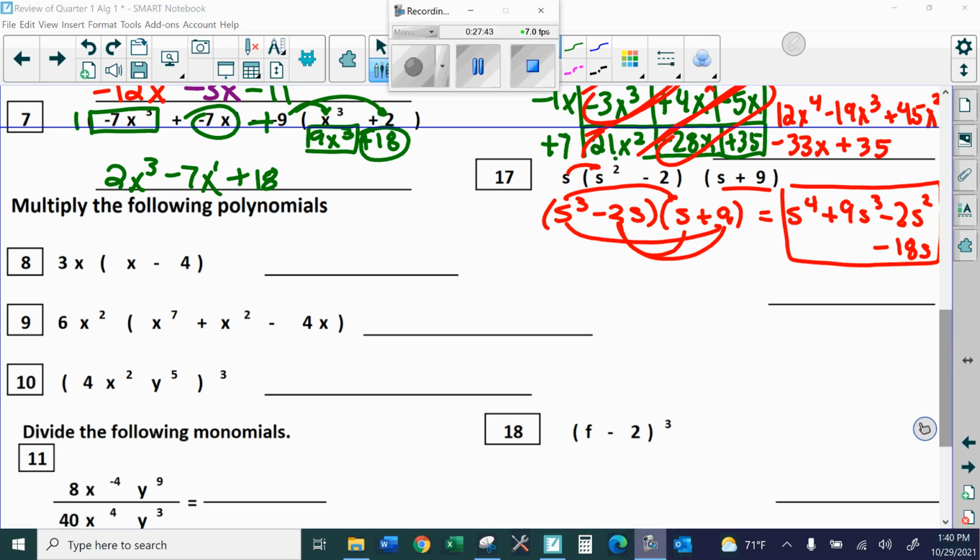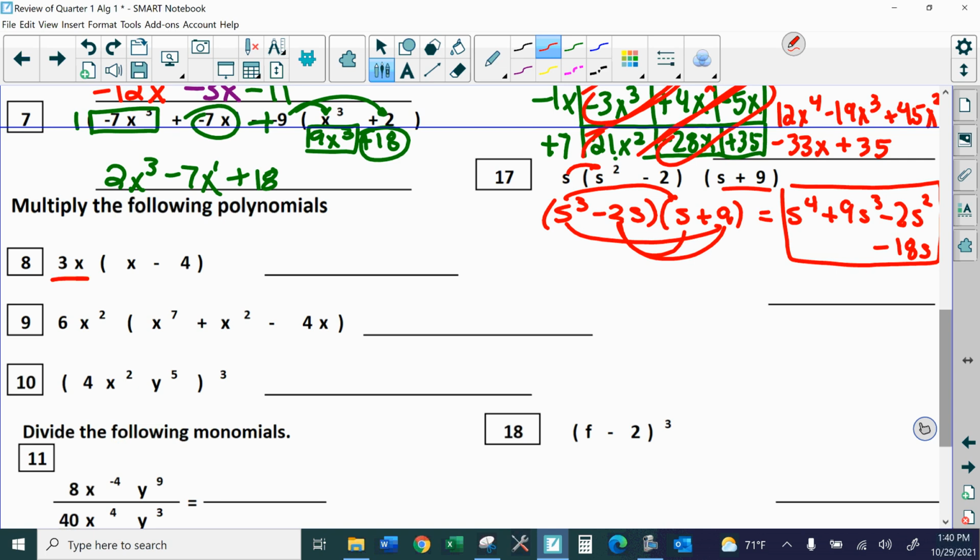Okay, there it is. All right, multiply the following. We have a monomial times a binomial, so this is just distributive property. 3x times x is 3x squared. Remember, you add the exponents when you multiply like bases. 1 plus 1 is 2. Then 3x times negative 4 is negative 12x.